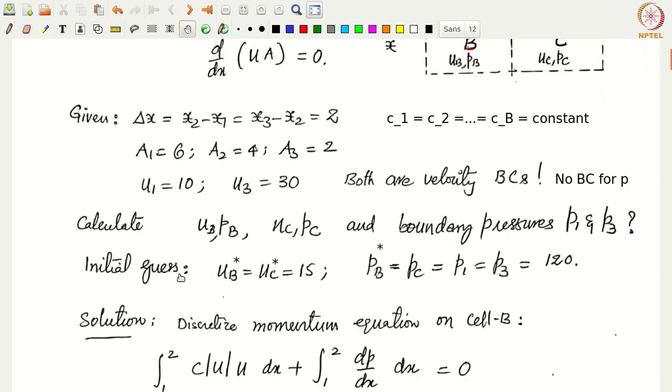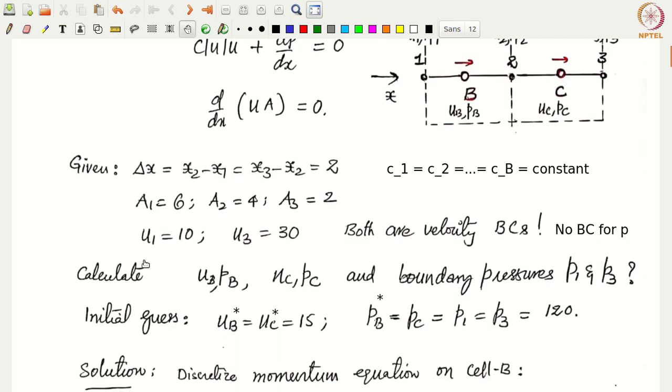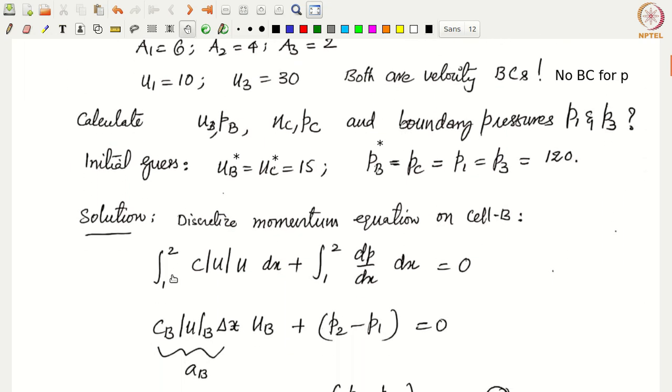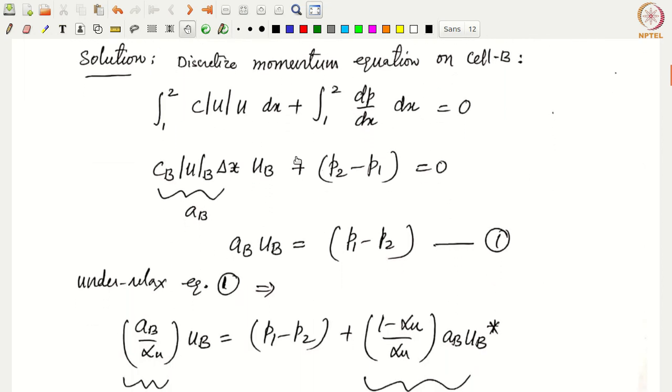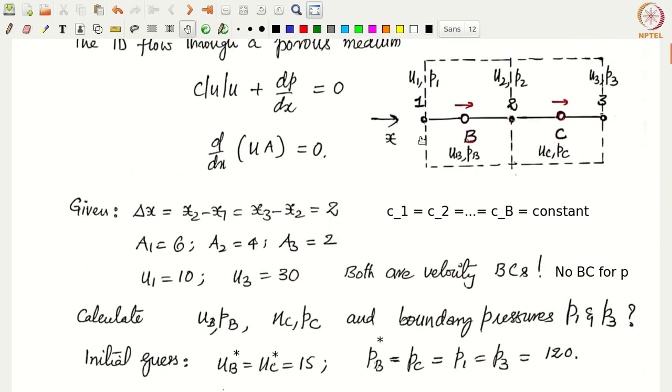All right, let us look at the solution using the simple algorithm on a collocated grid. The first starting point is that we have to integrate the momentum equations on cells B and C. That means discretize the momentum equation on cell B. So that is the first step. We have C mod u plus dp/dx equals 0. Cell B has faces 1 and 2, right? If you look here, cell B has 1 to 2.